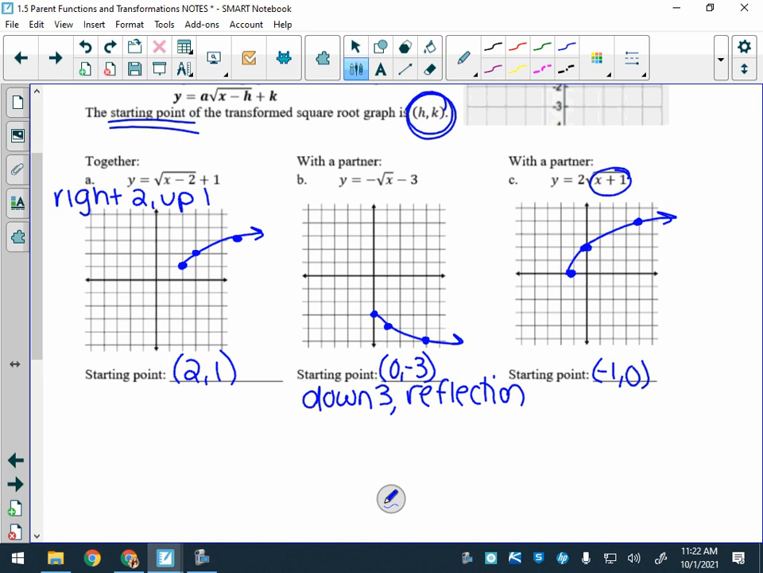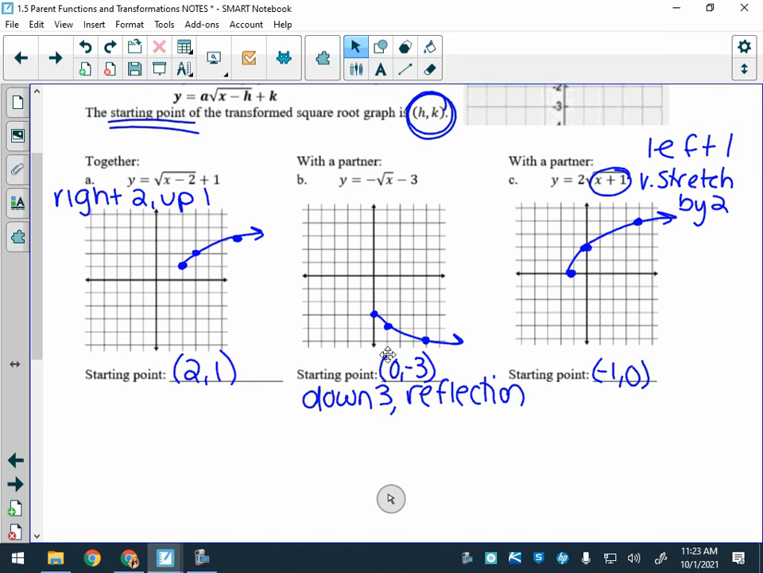So what happened with this graph? It was one transformation. Yeah, same. Left one. Good. What's another? Yeah, try that. Good. Vertical stretch by 2. Awesome. All right. So we did go through all the functions. Okay. All the functions.